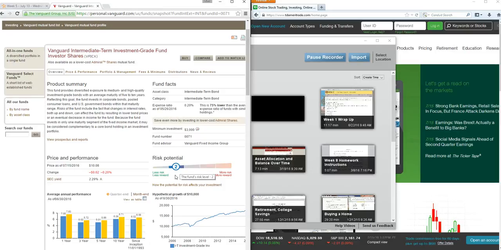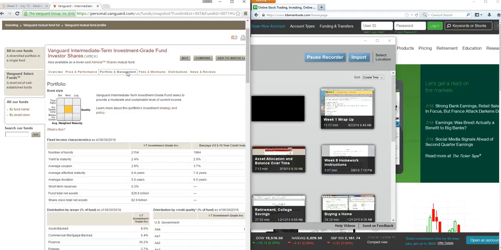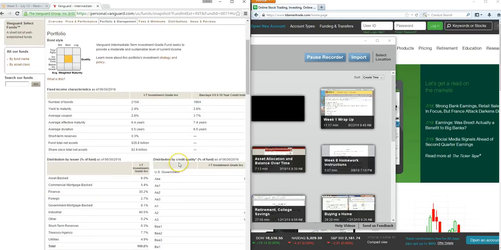The next thing I want to point out is that if I go up here to portfolio and management, instead of having just one bond in this fund, it actually has 2,154 bonds. So that overall reduces the risk because you may have some bonds in here that end up failing. Something happens with the company, or for whatever reason, profits are down, bankruptcy, whatever. But you have a whole bunch of other bonds that can make up for that difference. So in this one, again, 2,000 bonds and more.